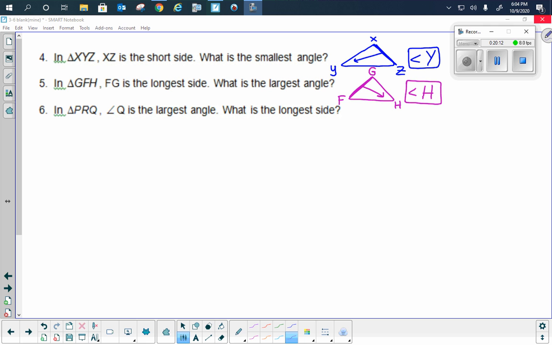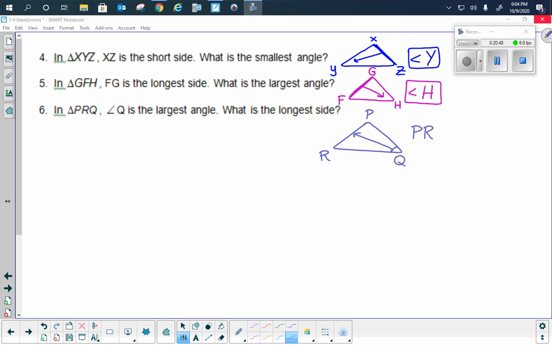And then in the last one, in triangle PRQ, so once again, PRQ, it's saying angle Q is the largest angle. So this angle is the largest angle, and it happens to be asking for the longest side. So it would definitely be the one across from it. And we are going to call that side capital PR. Could it also be lowercase q? Yes. But just to make it easier, let's go ahead and make these all capital letters at this point for our notes.